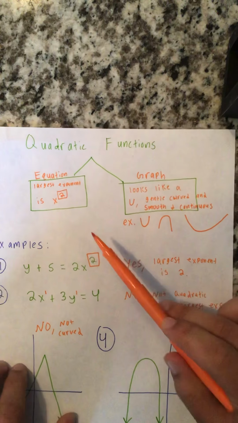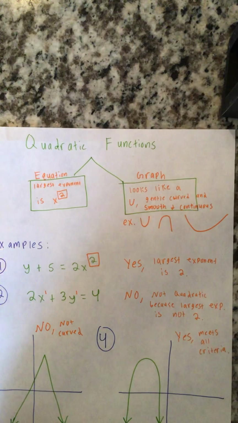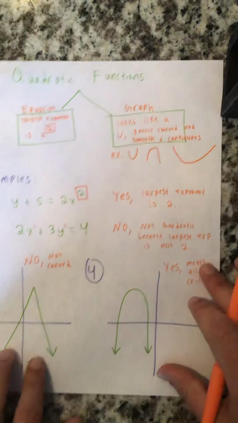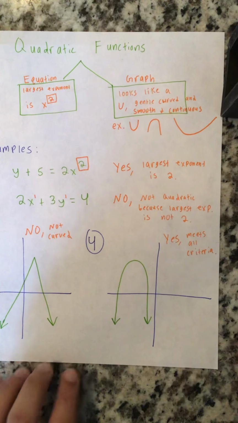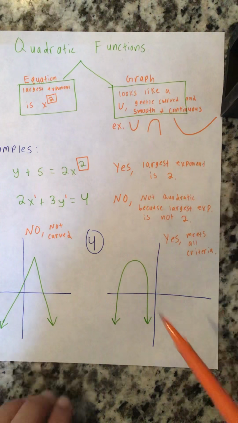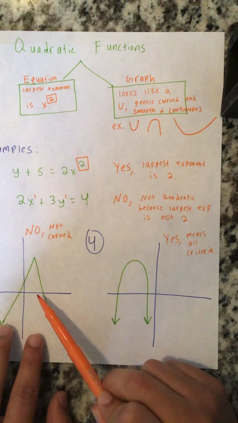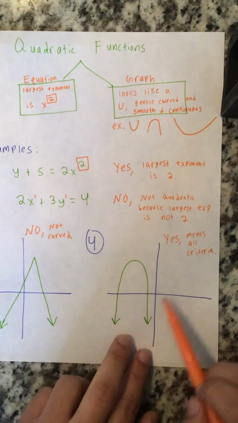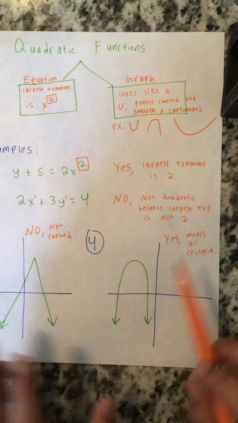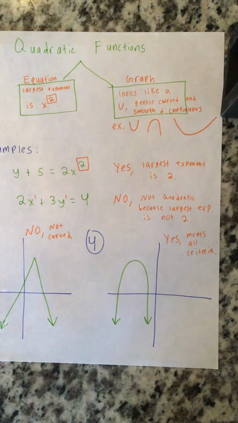If it's a 2, it's a quadratic. You're done, okay? If it's not a 2, then it's not a quadratic. If we go to graphs, okay, it needs to fit this criteria. So if it's gently curved and continuous, like number 4, it's a quadratic. If it's not, it's not a quadratic. That's it, okay? So that's kind of identifying a quadratic.